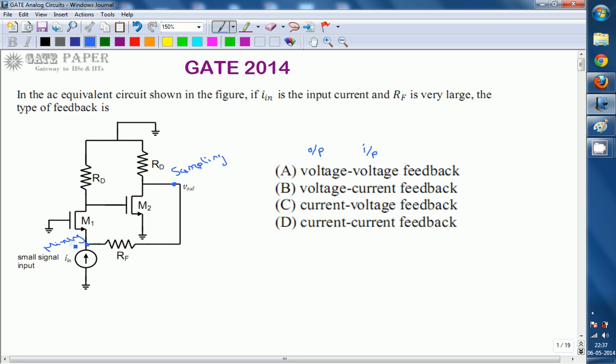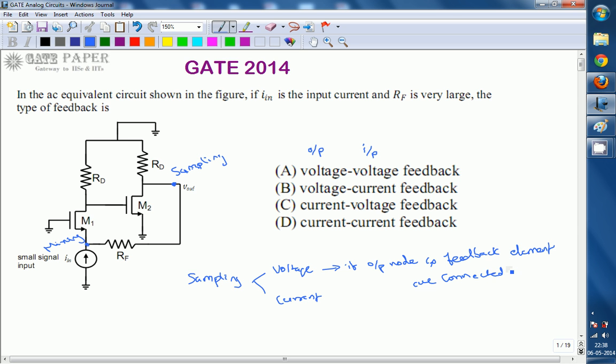Look at this one. If the output node and the feedback element are connected at the same node, that is, the output V_out itself, then we can say the type of sampling is voltage sample.